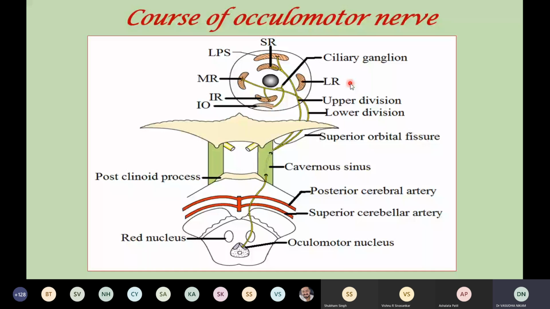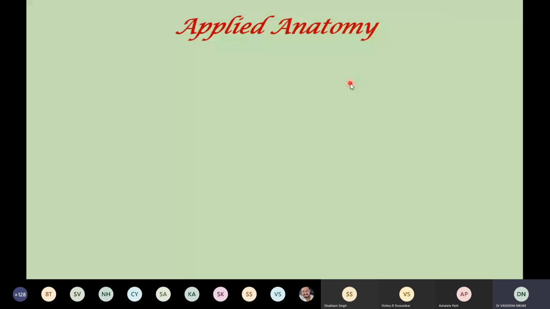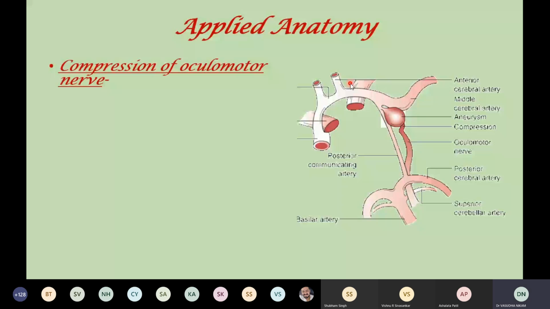Now we will go towards the applied anatomy. Many times the compression of the oculomotor nerve takes place inside the cranial cavity. You should know what are the causes. If you see the diagram, this is the basilar artery which is dividing into the posterior cerebral artery. Below that lies the superior cerebellar artery. And we have seen the oculomotor nerve running between these two arteries over here.